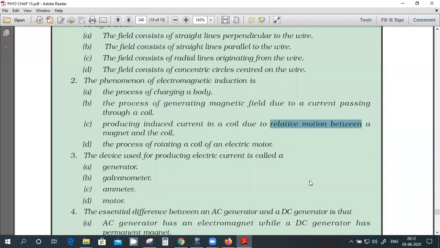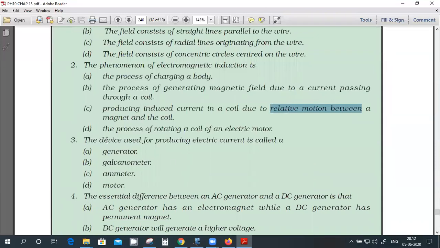Okay. Third one. It's option A, generator. Yeah, it's an electrical generator. So basically, it will generate electricity. It's a current generator.